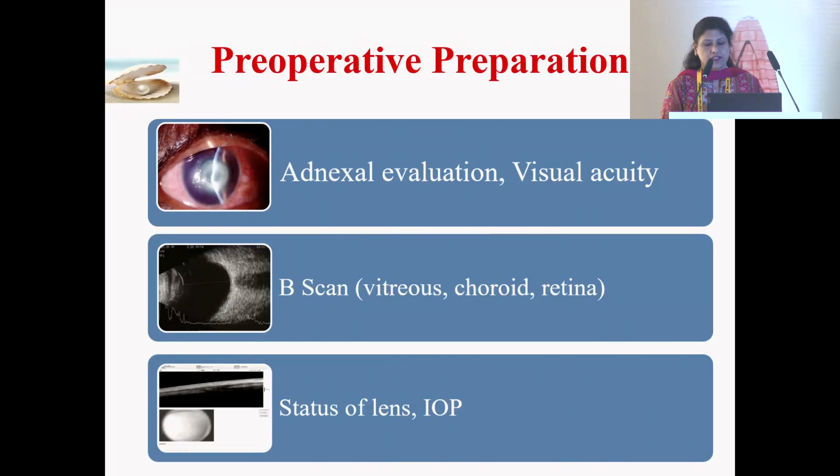Various preoperative considerations are adnexal evaluation to see whether there is any infection, and visual acuity. Then B scan is very important to see the status of the vitreous, choroid as well as retina, and the status of the lens, because it is a major thing which we have to save while we are doing this, and intraocular pressure, which we have to control.